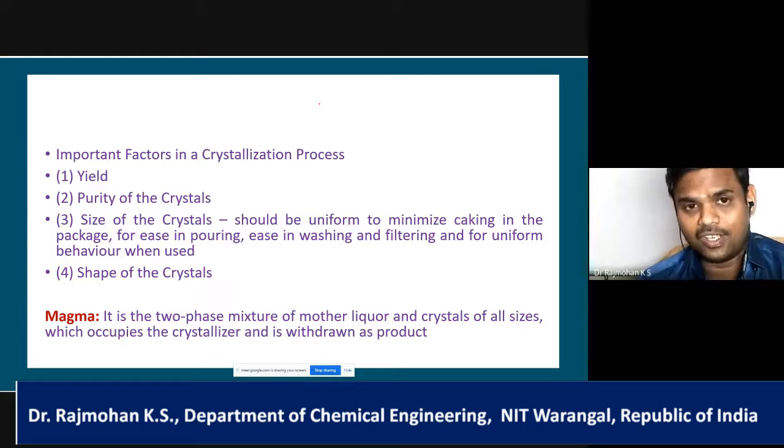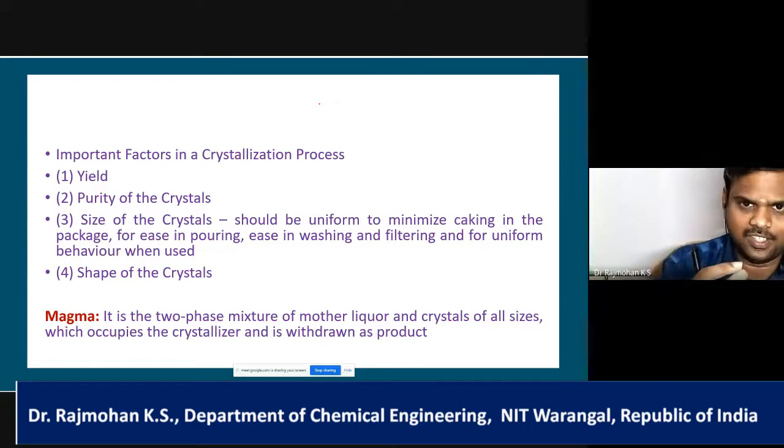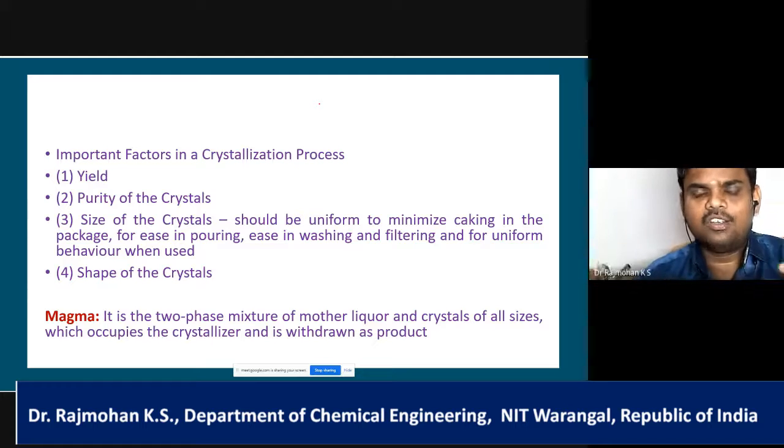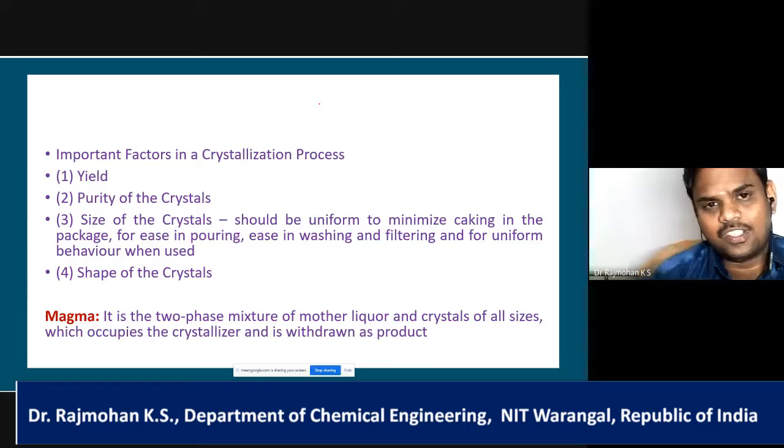Because what we want, say we want to produce something, we want all the products to be uniform in shape. If you want to make sugar crystal itself, all should be equal-sized cubes. One cannot be a big cube and one a small cube. So we want all to be uniform. That is the desired property, and also the shape of the crystal is what we want.